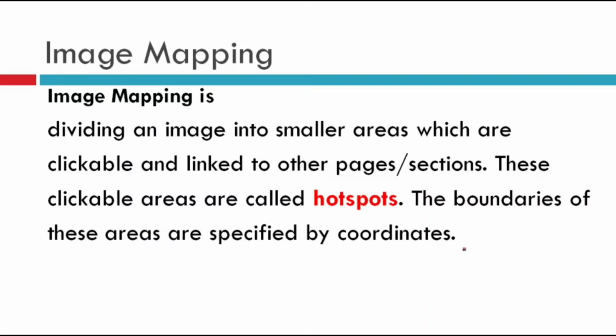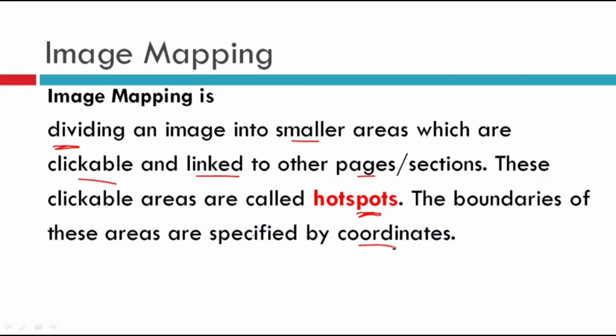Image mapping is basically dividing an image into smaller areas which are clickable and linked to other pages and sections. Now these clickable areas are called hotspots. The boundaries of these areas are specified by coordinates. So an image can be divided into still smaller areas which, on being clicked, will lead to some other website, web pages, or even sections.